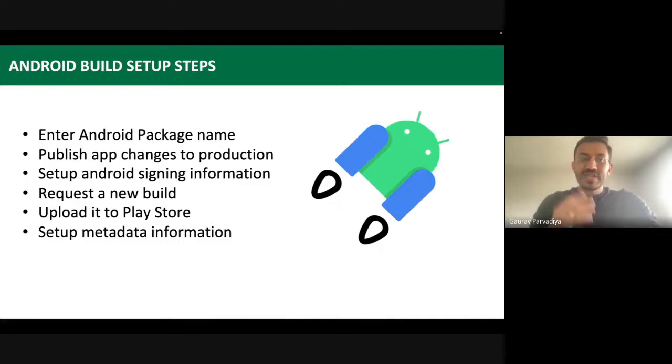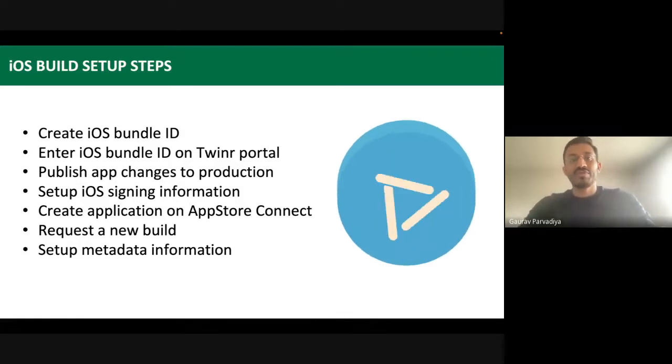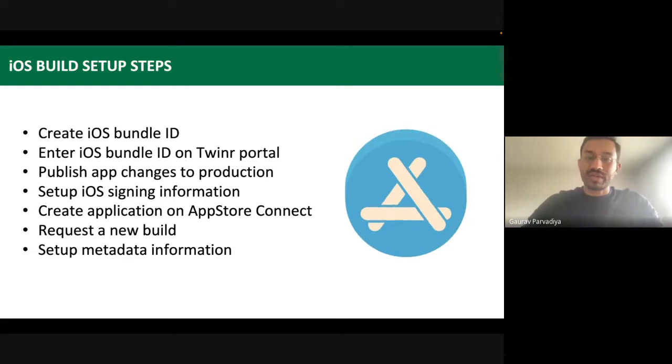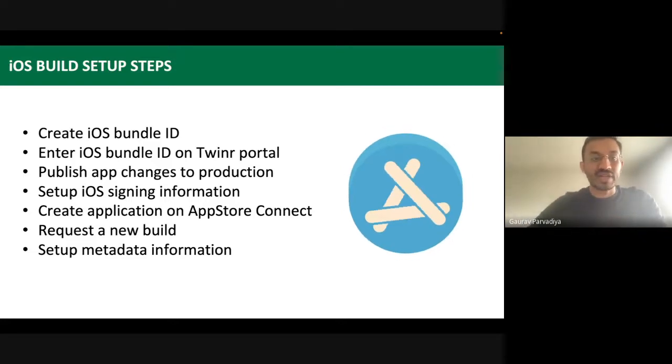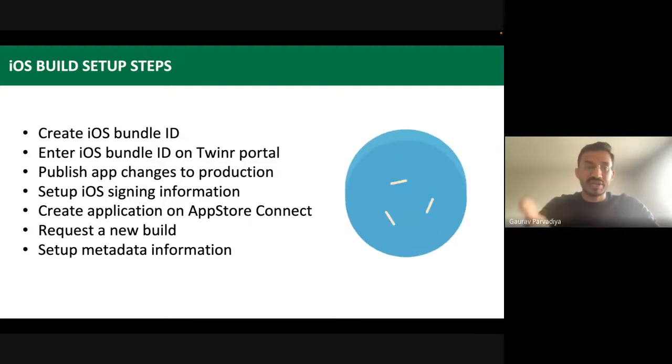Now, similarly for iOS, you first need to create a bundle ID, right? This is one of the required steps for iOS, which is not required for Android. You don't need to create it beforehand. Then you need to enter that bundle ID on the Twinr portal and publish your application changes to production. The next thing you need to do is set up iOS signing information as well, which is pretty simple, and I'll be covering that part in this webinar.